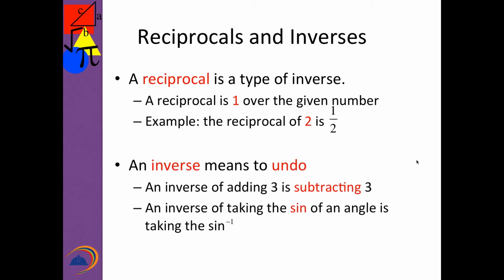Now, reciprocals and inverses. We have reciprocals in math, and it's a type of inverse, where we put 1 over the given number. So the reciprocal of 2 is 1/2. The reciprocal of 5 is 1/5. The reciprocal of 2/3 is 3/2. But an inverse means to undo. So the inverse of adding 3 is subtracting 3. The inverse of dividing by 2 is multiplying by 2.